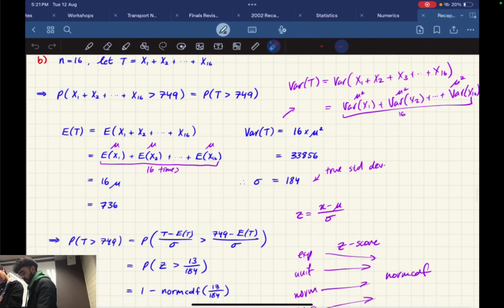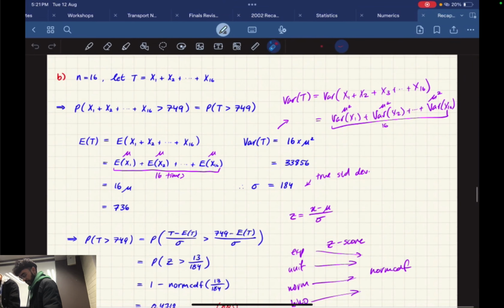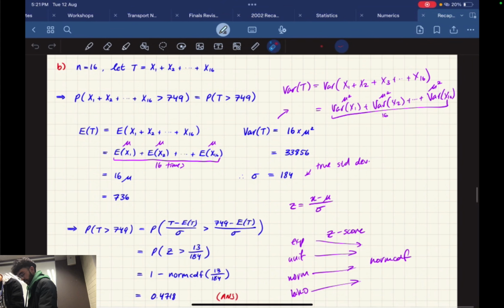Gotcha. So this is my working out. There's a bit of math, but don't worry about that stuff. I'll just take a photo. Yeah, sure.